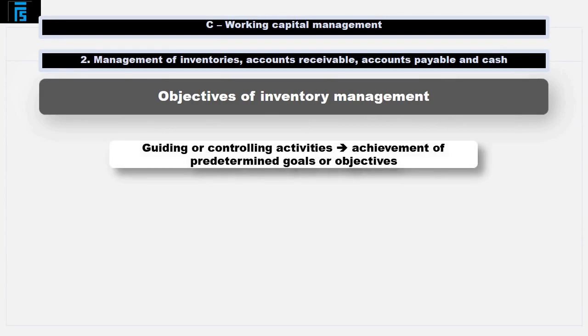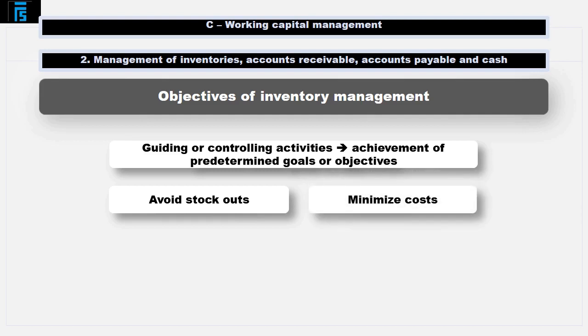Management implies guiding or controlling activities towards the achievement of predetermined goals or objectives. Accordingly, before we can consider how inventory will be managed, it is necessary to clearly identify what we are trying to achieve. The objectives of inventory management are twofold. 1, to avoid stockouts, and 2, to minimize the costs associated with the purchasing, ordering and holding of inventory.